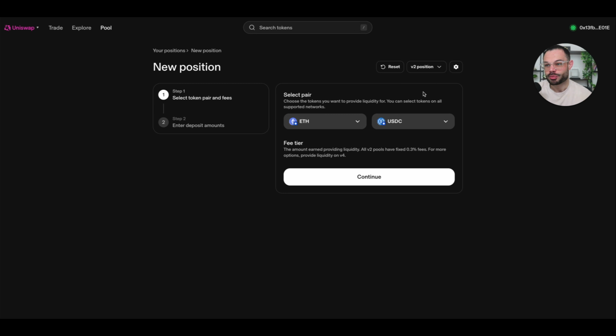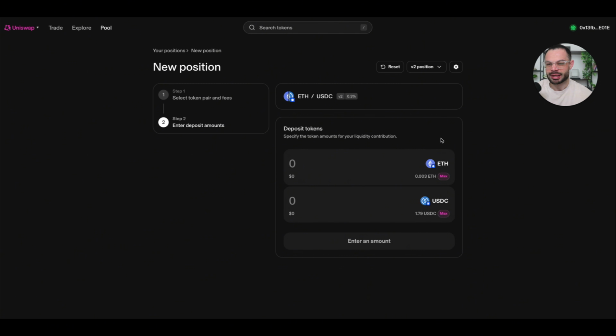So in a V2 position, we're going to be providing liquidity at the full range. So it doesn't matter where the price of Ethereum moves to against the US dollar, we're going to be generating fees and income as a result of providing liquidity at a full range. Of course, you can probably understand the trade-off of providing liquidity at a full range in a V2 pool is the fact that we're going to generate substantially less in fees.